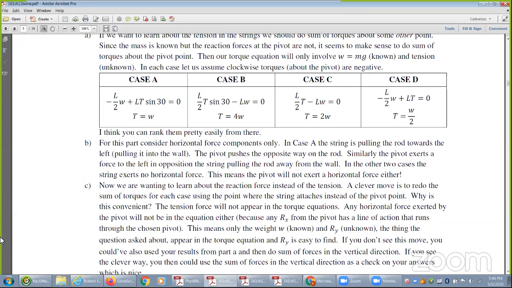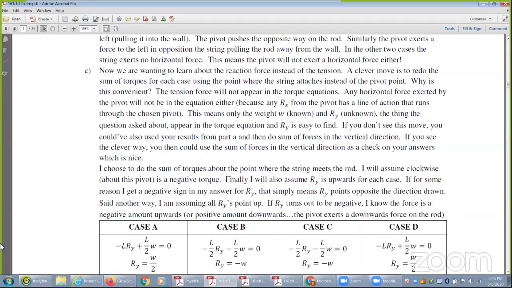I should add FBDs for these in the pictures, huh? So now look at this. This is cool. Check this out. If we want to learn about the reaction force instead of tension, do sum of torques about the string. That way tension drops out because its line of action goes through the pivot, and any horizontal force will not be in the equation, right? Because Rx still has that.